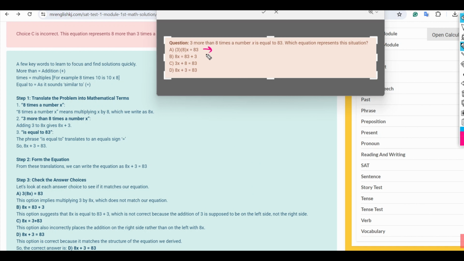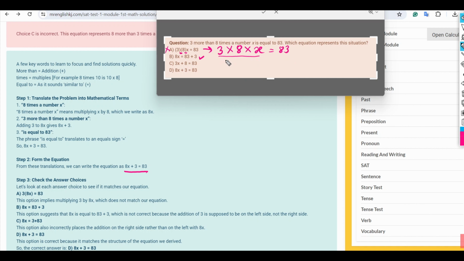Let's see now. Based on the options, if we see this one, you can see the same thing. There is nothing between them, so obviously it is multiply. So it is telling us 3 multiply 8, 8 multiply x equals 83. Does it match this equation? Never. Because we are multiplying it. We are not adding anything. So it is wrong.